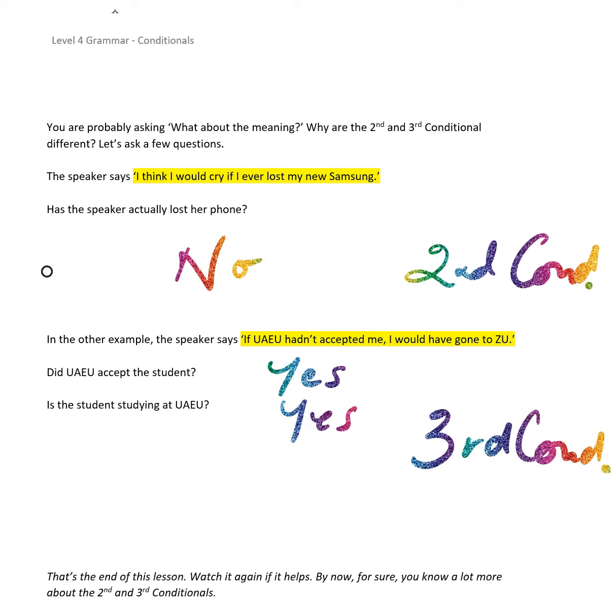That's the end of this lesson. Watch it again if it helps you. By now, for sure, you know a lot more about the second and third conditionals.